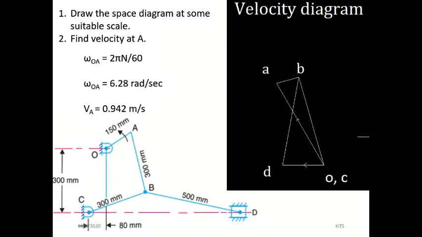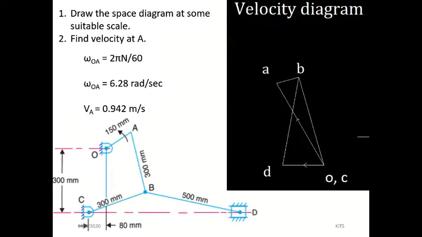How I am going to scale it: because 0.9 is very small, I am going to keep 1 centimeter equal to 0.1 meter per second. So 0.942 meter per second means you have to draw a 9.4 centimeter line.